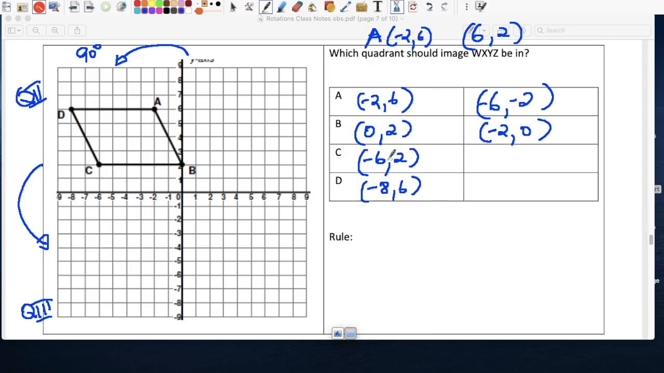(-6, 2), if you switch -6 and 2, it becomes 2 and 6. Again, it's going to be in quadrant 3, so everybody's negative. And then (-8, 6), switch the positions, becomes 6 and 8. In this case, everybody is negative.